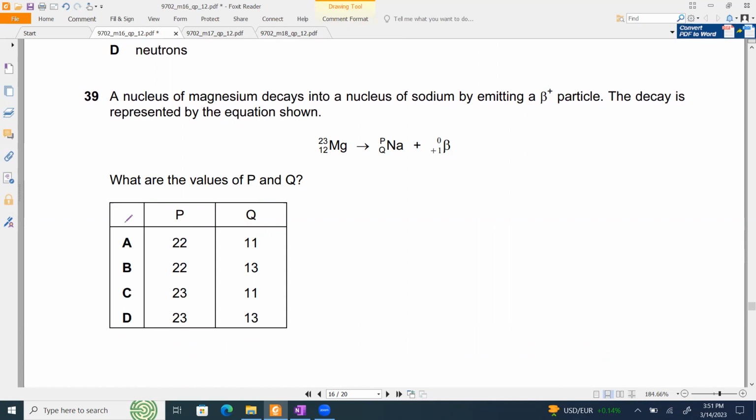They said magnesium is decayed by the beta positive particle. What are the values of P and Q? What do you think? 23 and P. Will there be any change in 23 or will it remain the same? 23 will remain the same. So P should be 23 only, which means either C or D must be the right option. Yes, C. And okay, decrease by 1. So C.